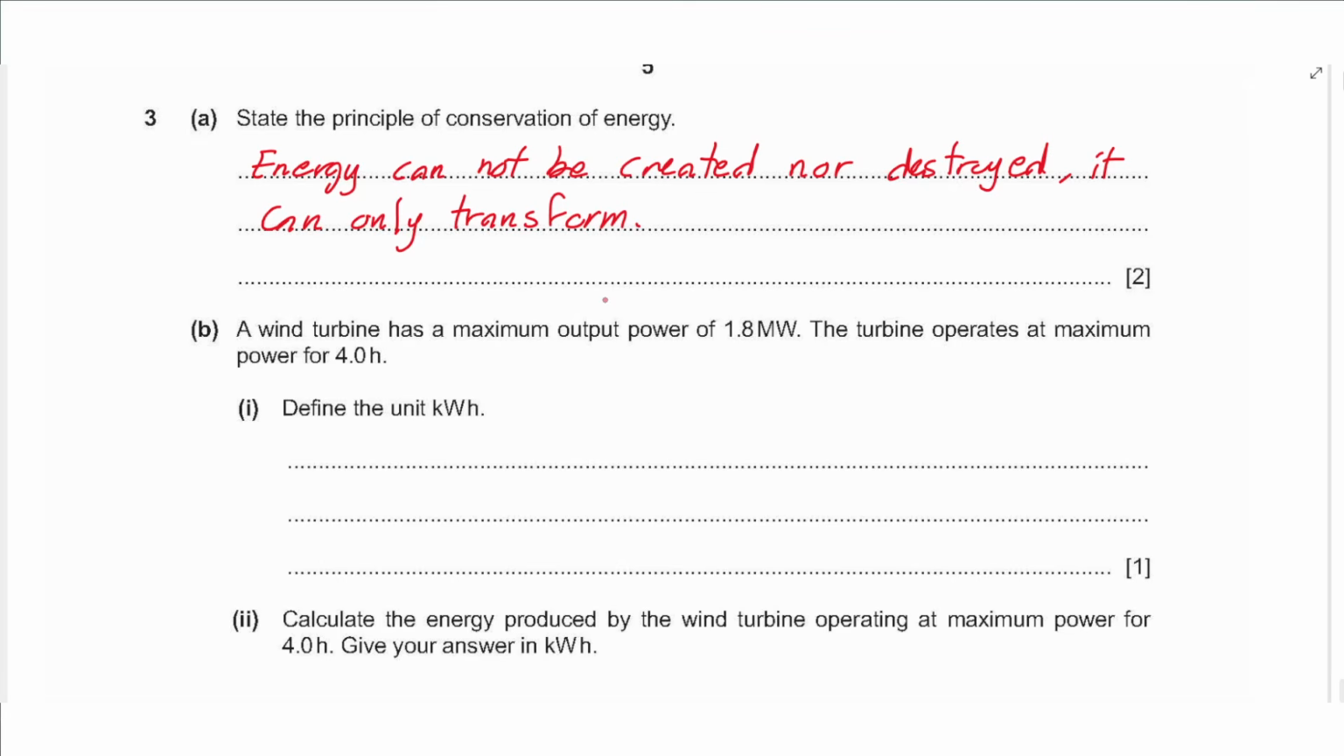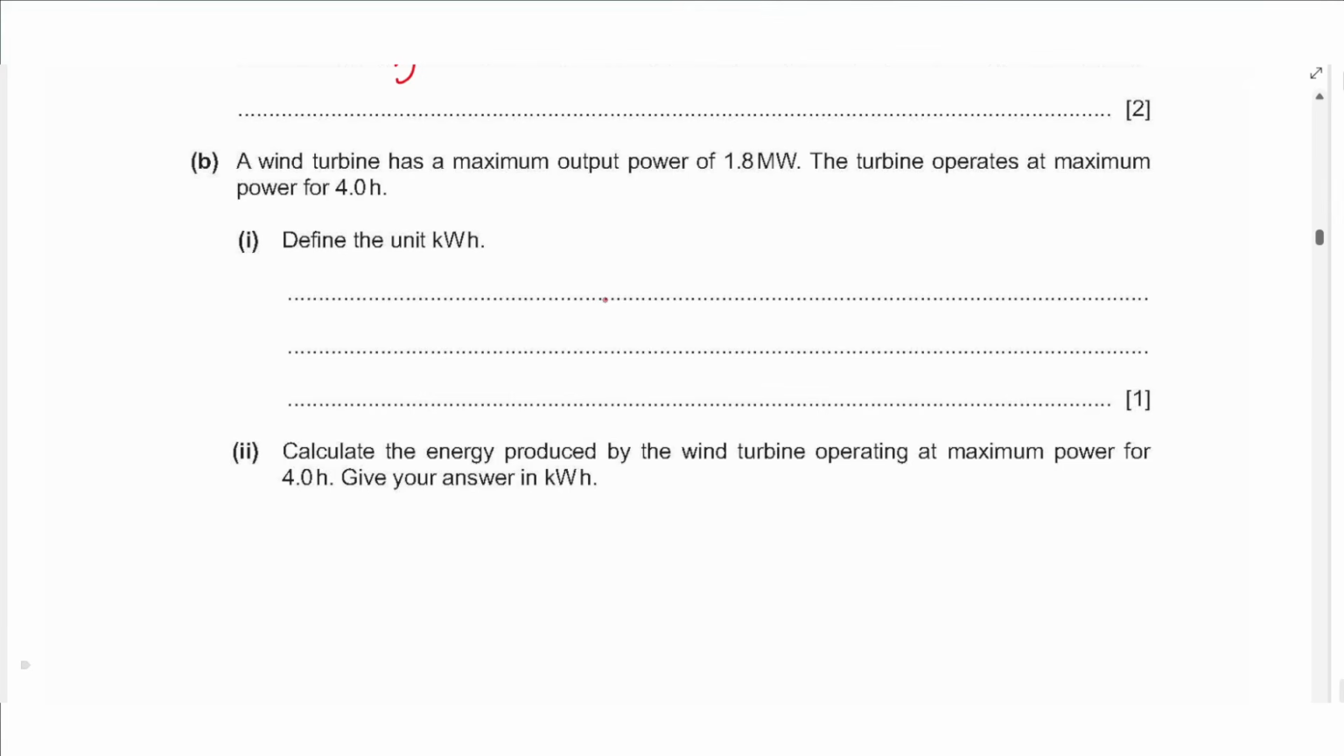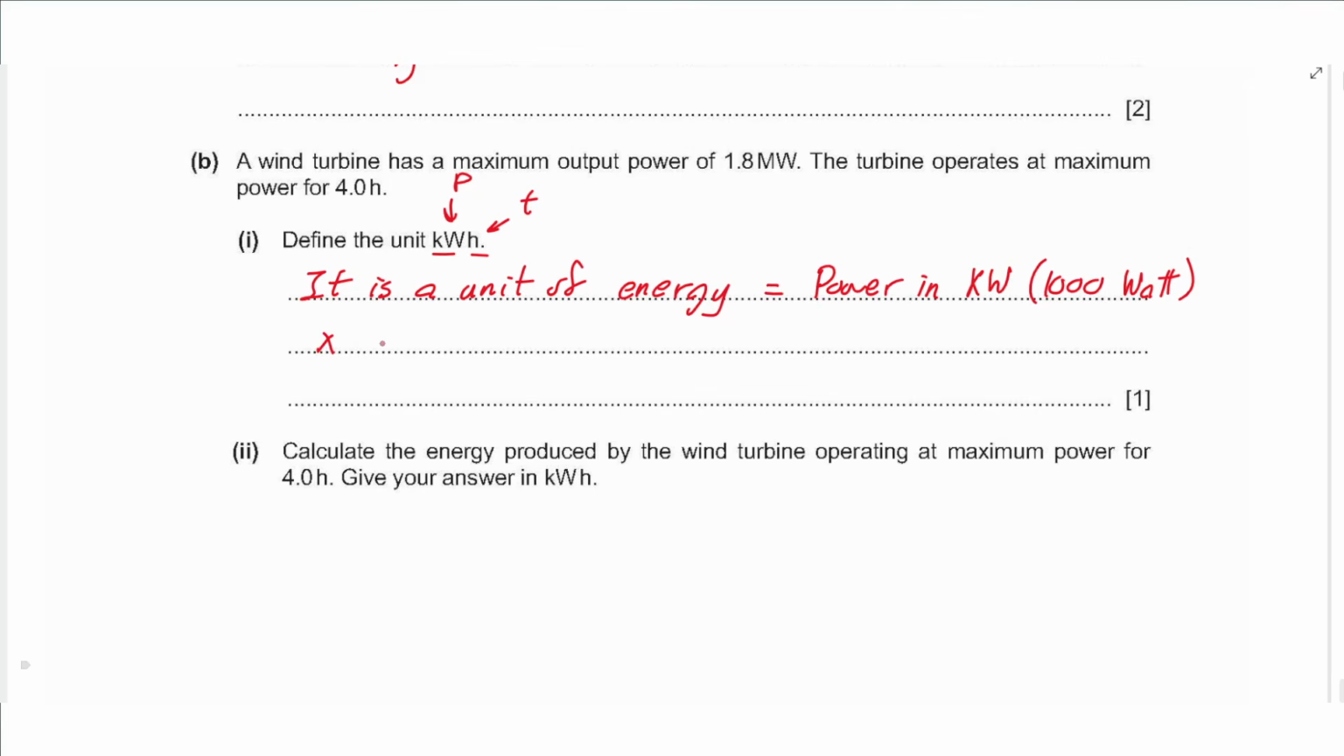Question B says a wind turbine has a maximum output power of 1.8 megawatts. The turbine operates at maximum power for 4 hours. Define the unit kilowatt hour. This is separated into two parts, kilowatt, which is power, and hour is time. So first, power multiplied by time gives us energy. So it is a unit of energy equal to power in kilowatt, between brackets 1000 watt, multiplied by time in hours. And you can also write the equation work equals power multiplied by time, or energy equals power multiplied by time.